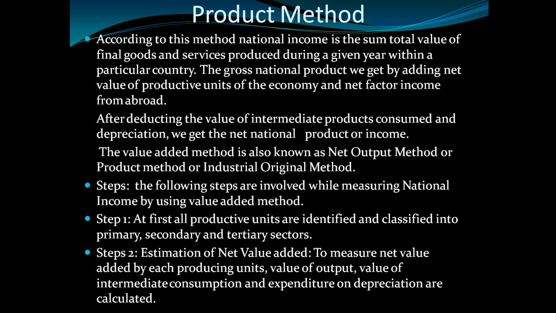After deducting the value of intermediate products consumed and depreciation, we get the net national product or income. The value added method is also known as, you have to remember this, the net output method or product method, or you can say the industrial origin method. Now, what are the steps?